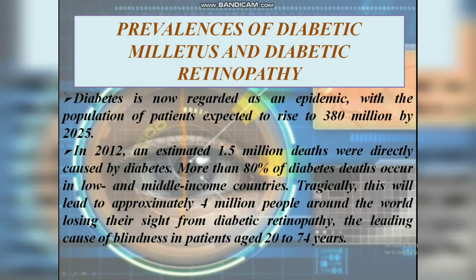Next one, prevalence of diabetes mellitus and diabetic retinopathy. Diabetes is now regarded as an epidemic, with the population of patients expected to rise to 380 million by 2025. In 2012, an estimated 1.5 million deaths were directly caused by diabetes.